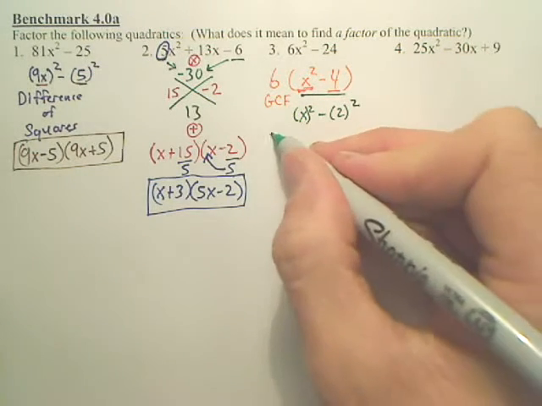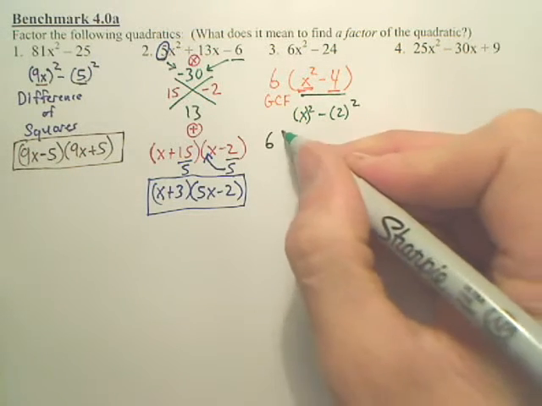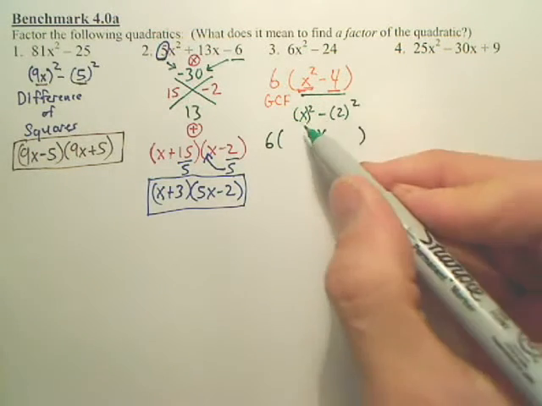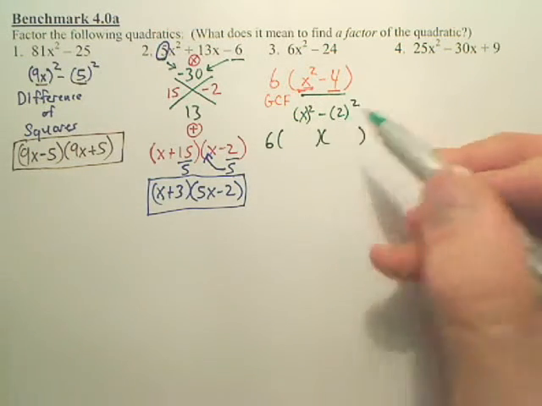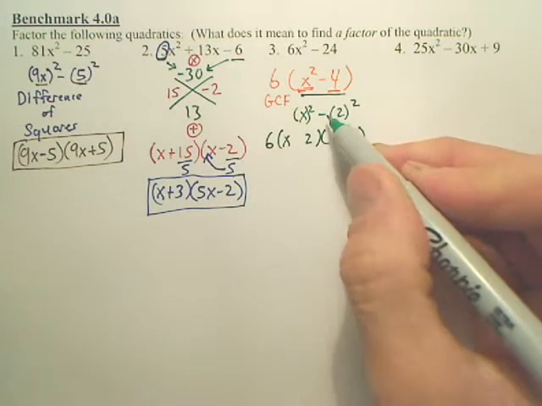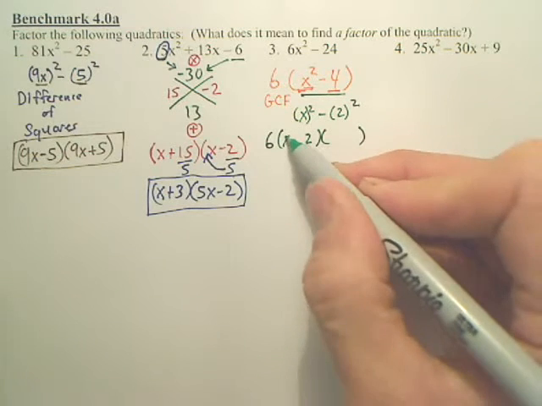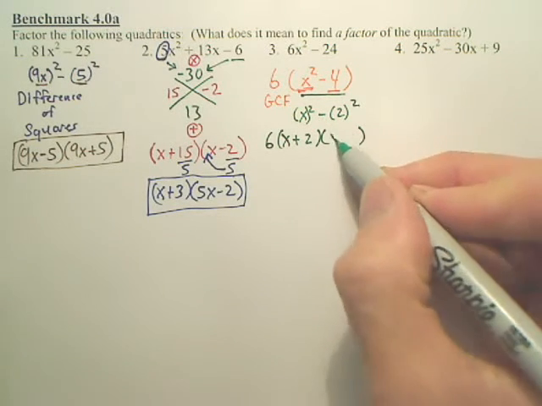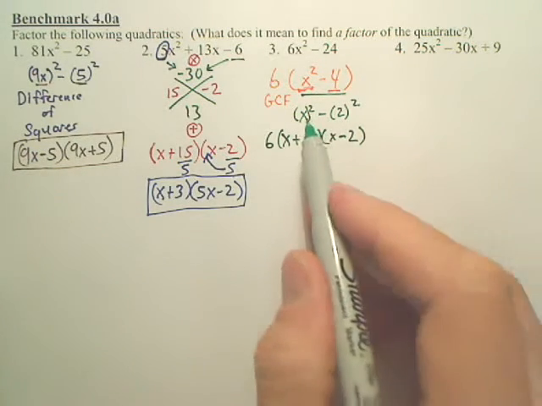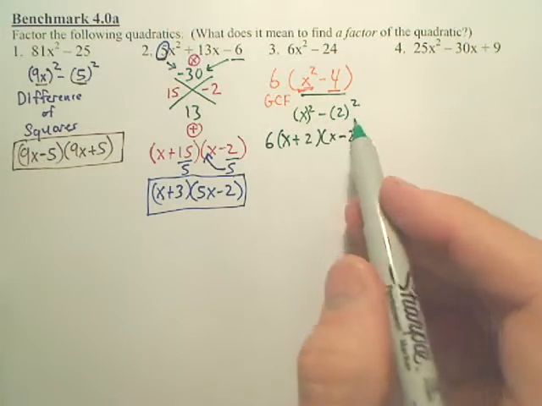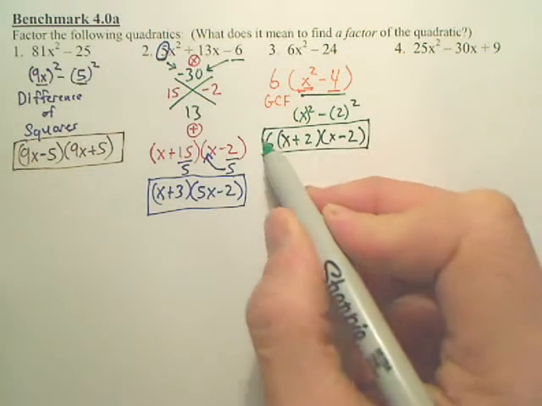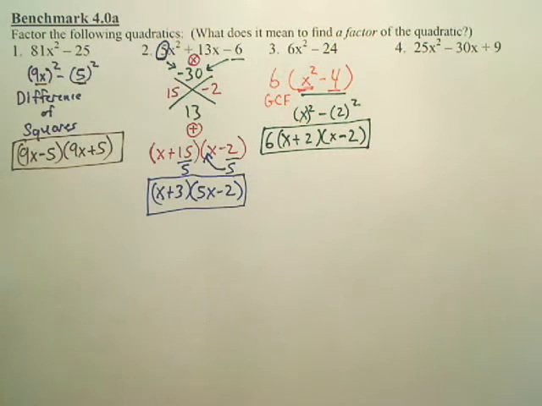So, don't forget the 6. It's commonly forgotten. When I factor x squared minus 4, I have a difference of squares. That is going to be x and a 2. And since this is a difference of squares, you have one plus, and the other one's x minus 2. In difference of squares, you take each of these pieces, one with a plus, one with a minus. Do not forget the 6 in front. Very common mistake is to forget the GCF.